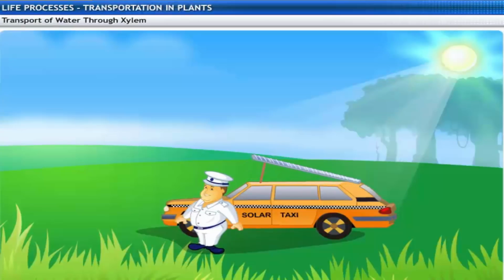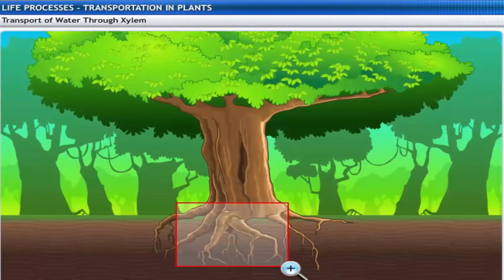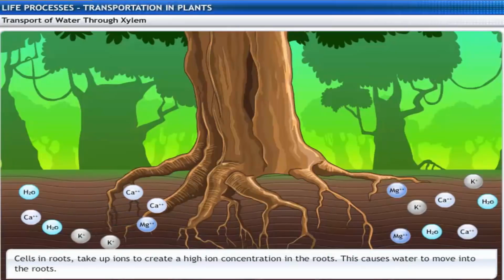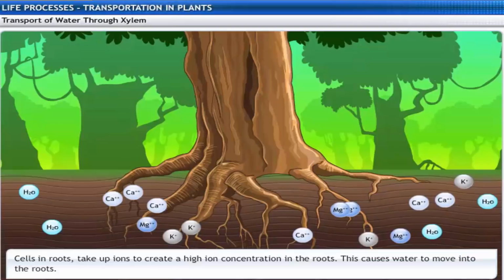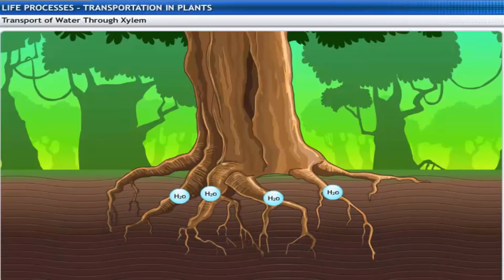As you can see, I take good care of my OL. Everyone needs nourishment. Plants get their nourishment from soil. In the roots, the cells in contact with the soil take up ions. This creates a high concentration of ions in the roots than in the soil. Therefore, water moves into the roots from the soil to eliminate this ionic difference. This process is known as osmosis.